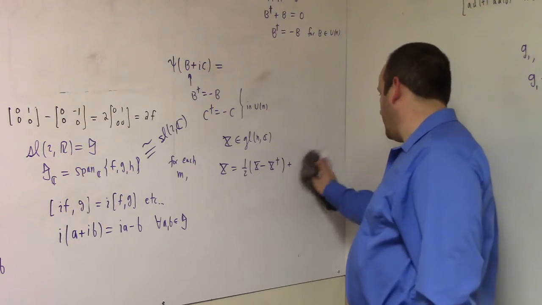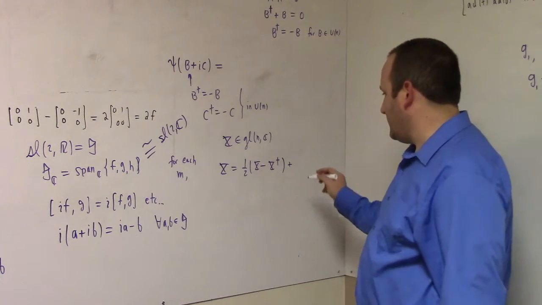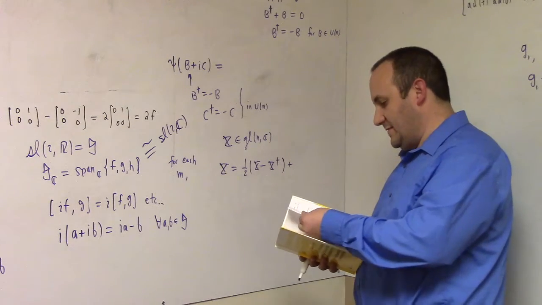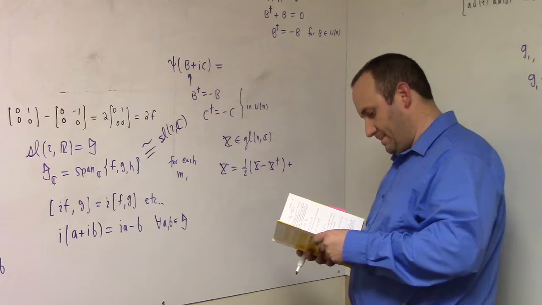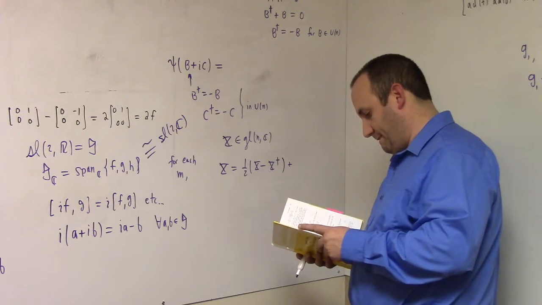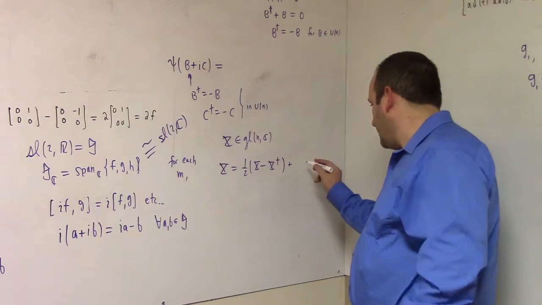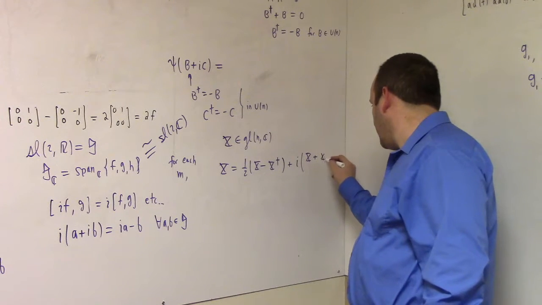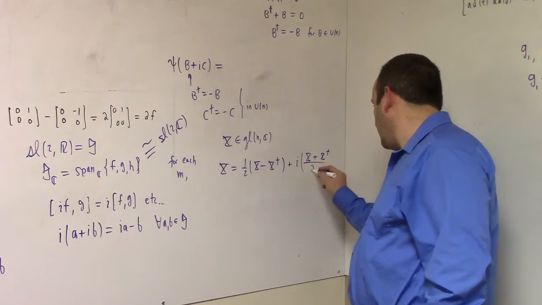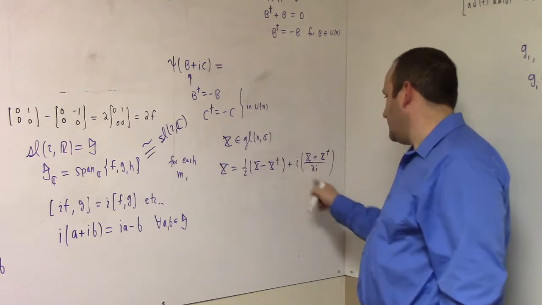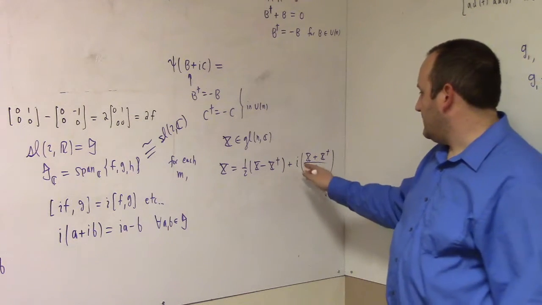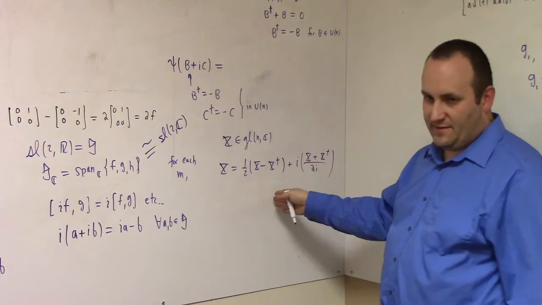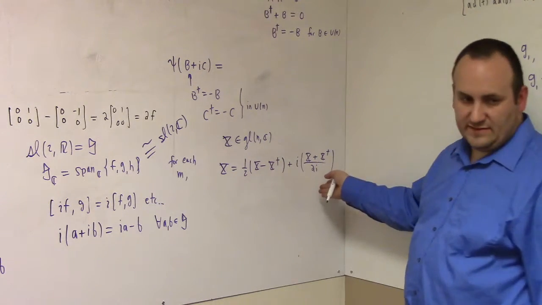Read it again to me. I've lost my place. I'm sorry, guys. It's page 58. It's i times parentheses X plus X bar, or X star, over 2i. Okay, so the i's cancel, right? And you're just left with 1/2 X plus 1/2 X, which gives you X. And then minus 1/2 X dagger plus 1/2 X dagger.